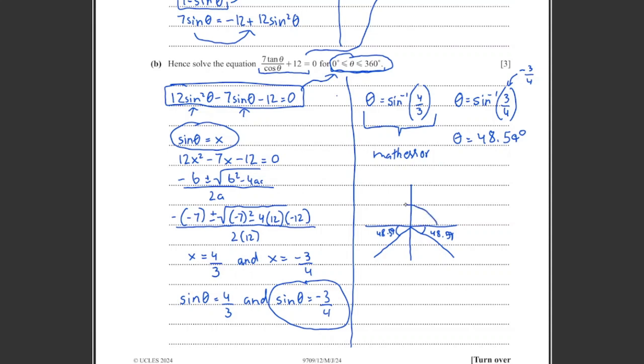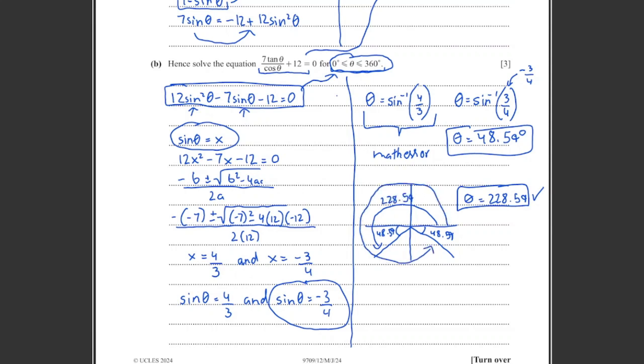So that means that this is basically just going to be theta is equal to 228.59. Okay, so that wasn't the final answer. This is one of the answers. So this is 228.59. And then this entire thing is basically going to give us theta equals 311.41. This is the second answer.